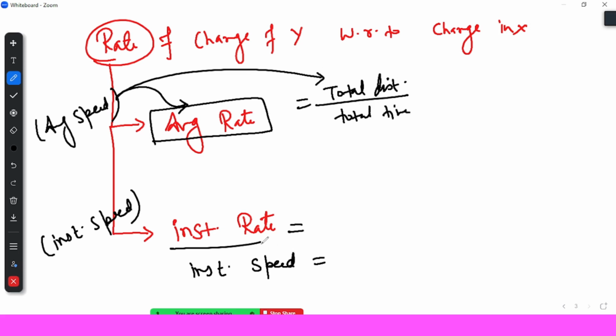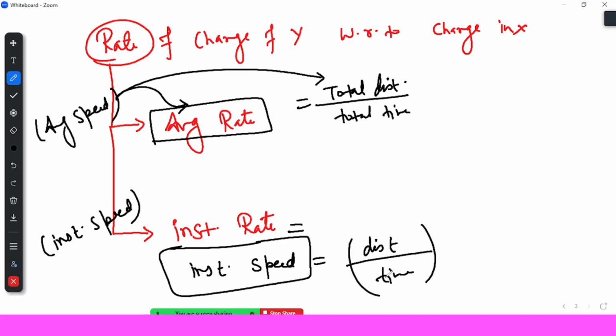And what was the instantaneous speed? Can you repeat once again? Distance over time. How can you define distance over time? I'm asking about the instantaneous speed at t equals 2 seconds. How can you find the distance at t equals 2 seconds? And what will be your time duration at t equals 2 seconds? It will be 0, isn't it?